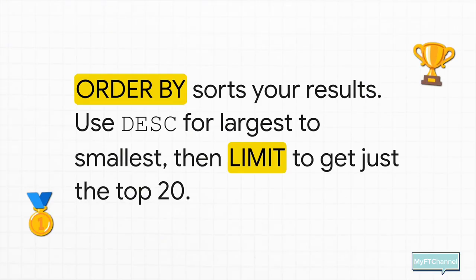We're telling the database to sort all of our completed orders by the total column. Now, that little keyword DESC just means descending, so from largest to smallest. Then we just combine that with our old friend, limit 20, to get just the top 20. It's a really powerful 1-2 punch.